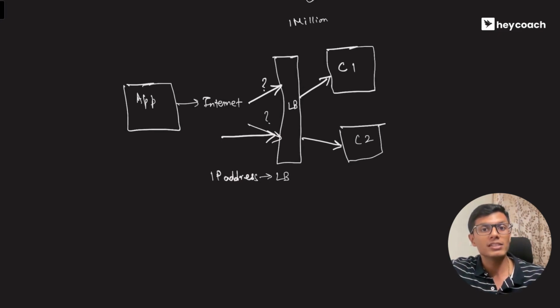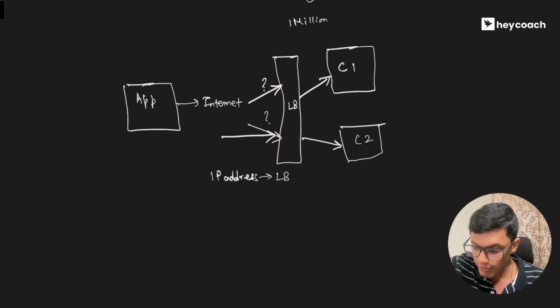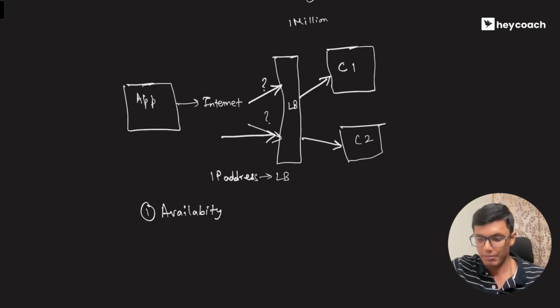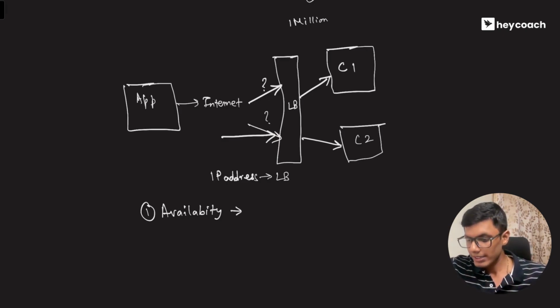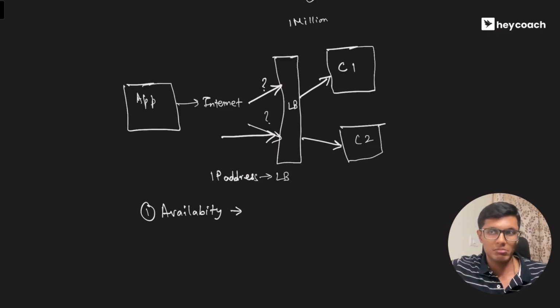The load balancer is giving us a lot of capabilities. The first thing it does is availability. So now what is actually happening? Tomorrow if my traffic again increases, I can add more instances of computers behind the load balancer, and the load balancer will try to send the traffic to all the computers based on some algorithm. We'll see what the algorithm is.